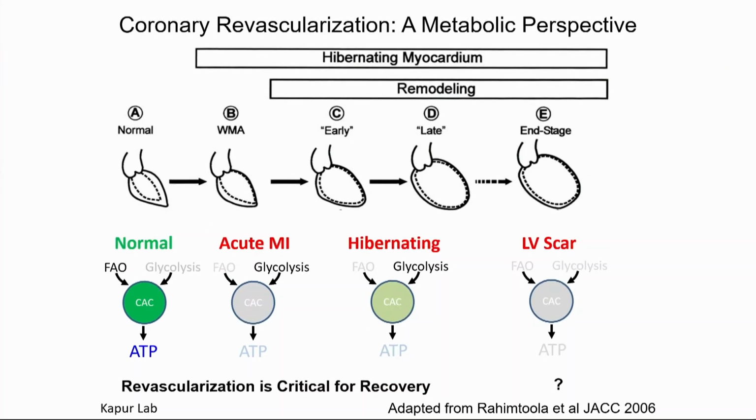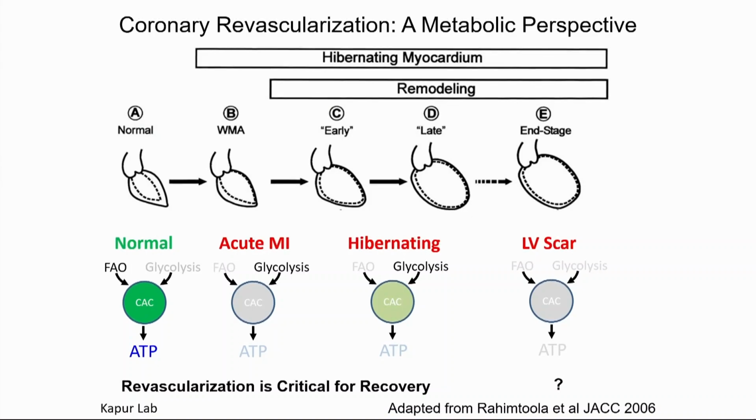And when we start to think about this from a metabolic perspective, I think it's important to recognize this is where the basic science really starts to accelerate. So under normal conditions, our cardiac myocytes are consuming fatty acid through fatty acid oxidation. This is a highly efficient way of producing ATP through the citric acid cycle in our normal hearts.